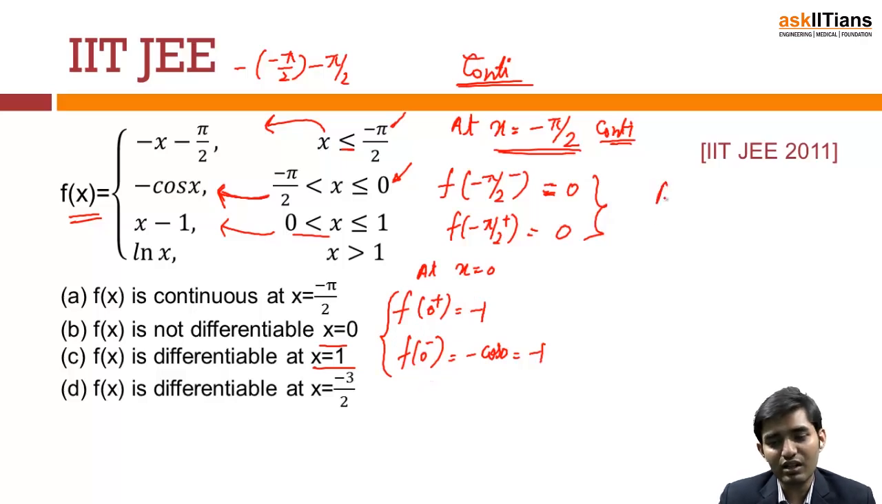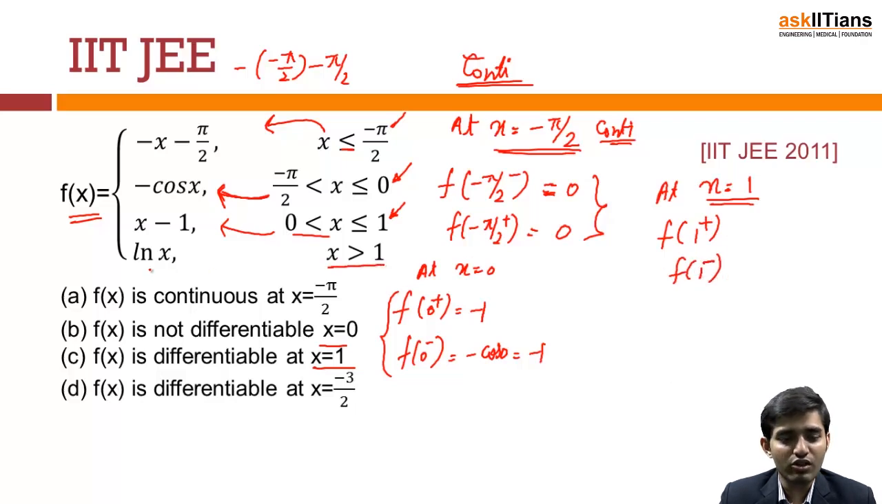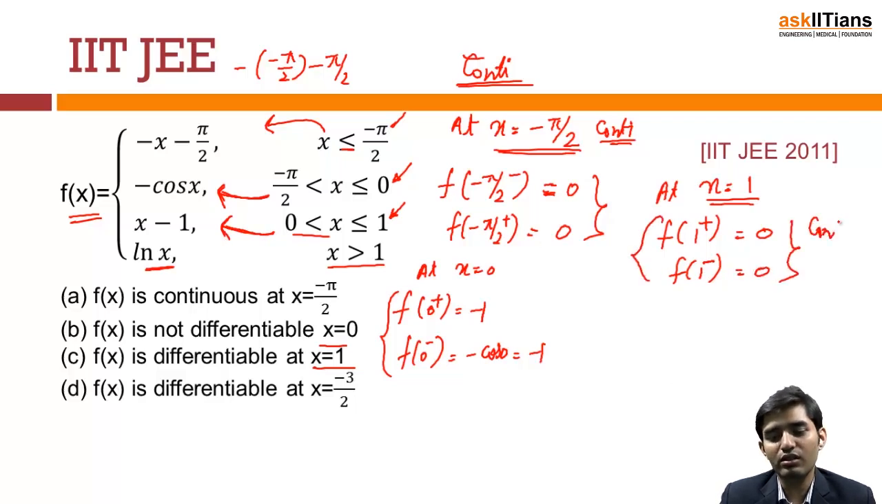Now let me check at x equal to 1. Right, this is the next critical point that we are having. So at x equal to 1, find out what is f of 1 plus and find out what is f of 1 minus. Now for 1 plus, x is greater than 1, so I will put x equal to 1 in this, so ln 1 is 0, so f of 1 plus will be 0, and for f of 1 minus I will put x equal to 1 in this, so 1 minus 1, again it will be 0. So this is also continuous at x equal to 1.